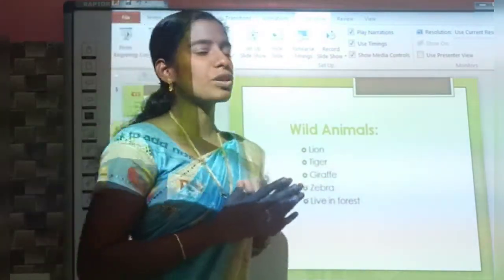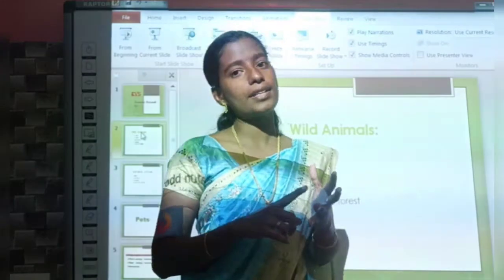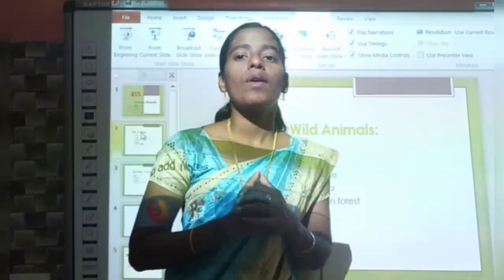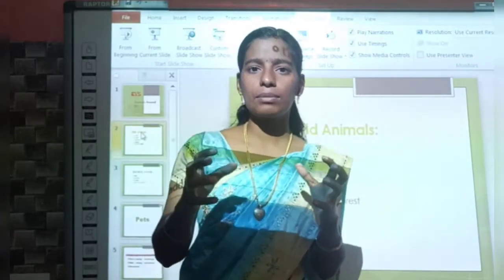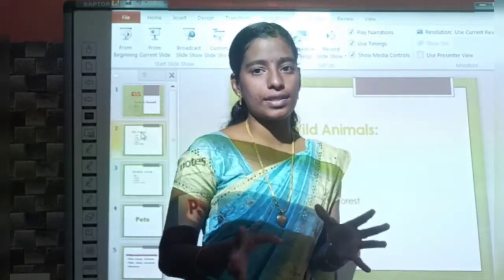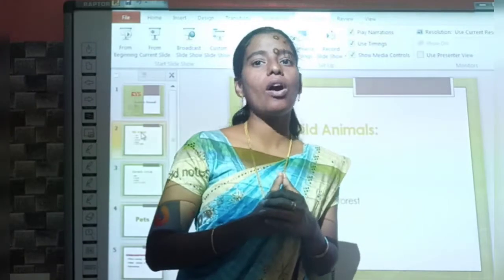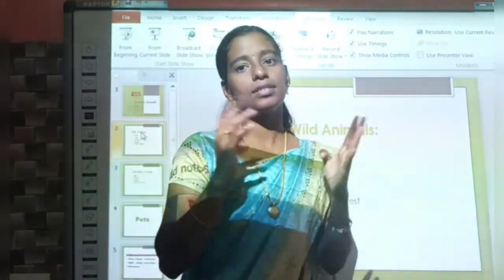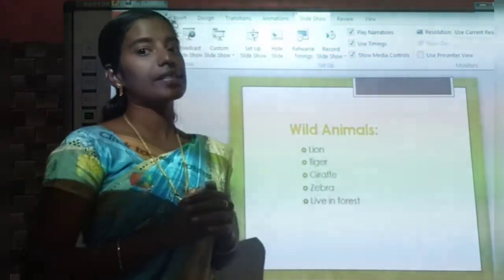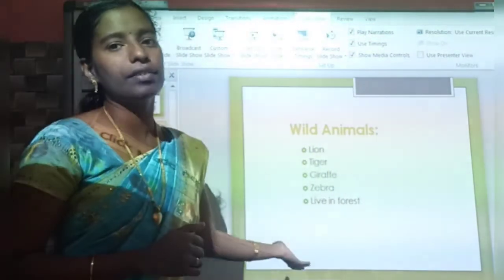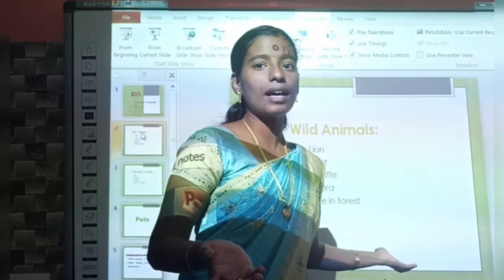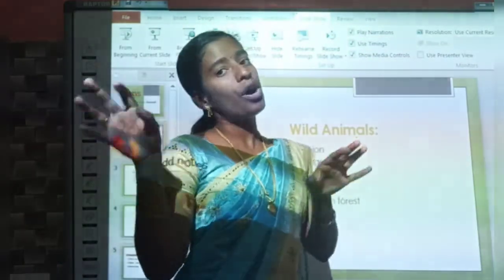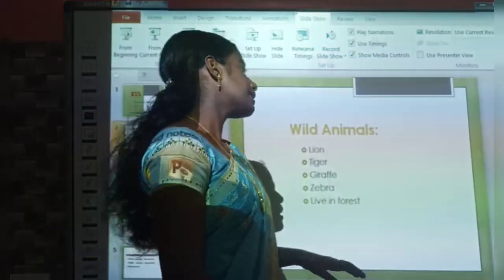What are the 2 types of animal? Wild animal and domestic animal, depending upon where they live. Wild animals will live in the forest, and examples are tiger, lion, giraffe, zebra. These are all wild animals, and they live in forest. They won't live in the domestic areas where people live. It will be purely in the forest. They are called wild animals.